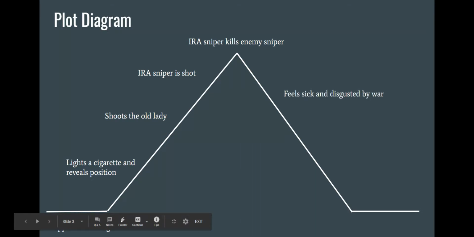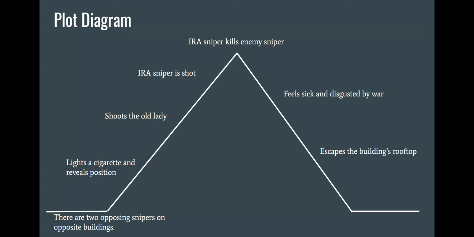As a result of that, the falling action is that the protagonist feels sick and he feels disgusted by war. He starts to have all these feelings of doubt and guilt in himself after he shoots the enemy sniper. But he ends up pulling himself together and he manages to escape the building's rooftop because he is injured and he needs to go have that looked at.